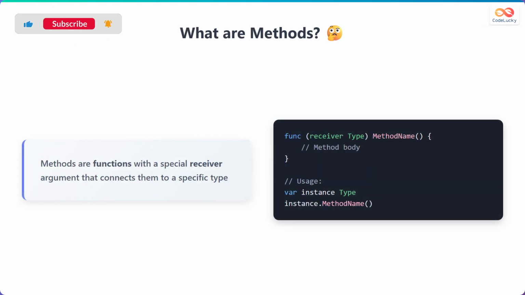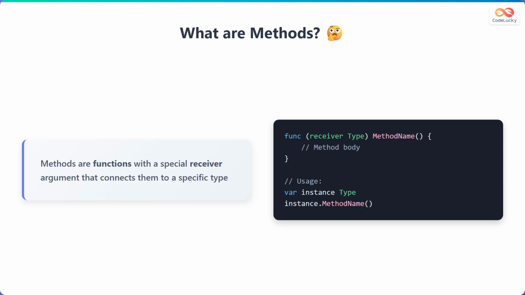So what exactly are methods? Methods are functions with a special receiver argument that connects them to a specific type. Here's a basic example. The code shows the syntax for declaring a method. It starts with the keyword func, followed by a receiver, which is the type the method is associated with, enclosed in parentheses. Then the method name and its parameters, if any. And finally, the method body enclosed in curly braces.